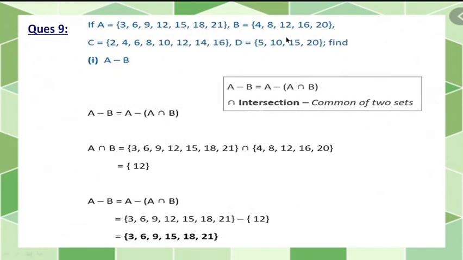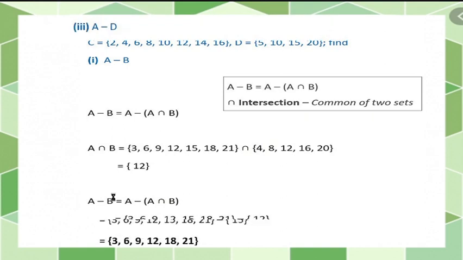Question number 9, four different sets are given and we have to find A minus B. A minus B, how we calculate? First of all, look for the common elements in A and B and then subtract those common elements from the first set which is A here. So first of all, let's find out A intersection B which is 12. 12 is the common element. Now we will subtract this common element from set A and this is the answer.